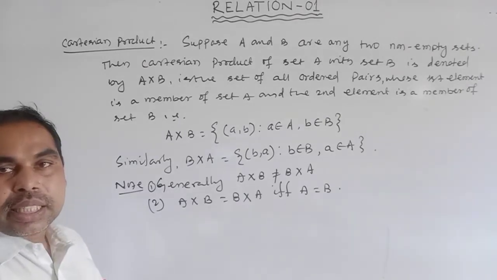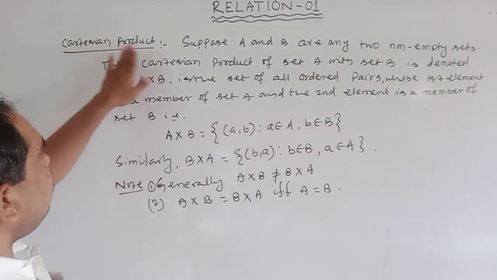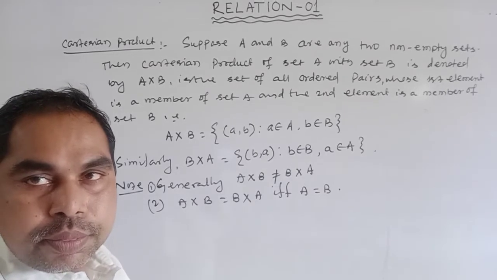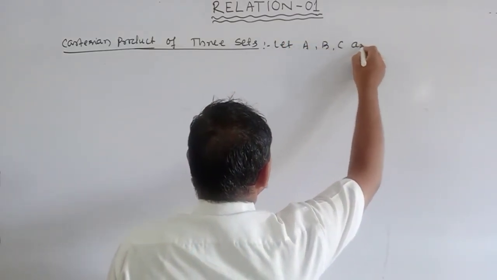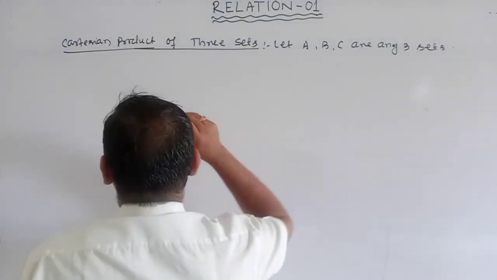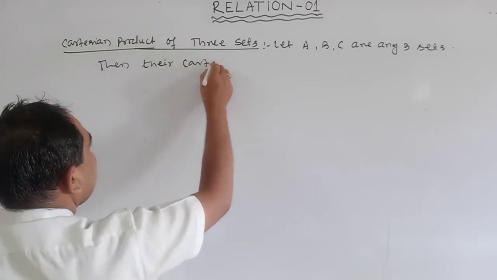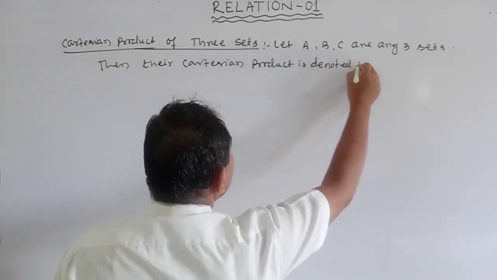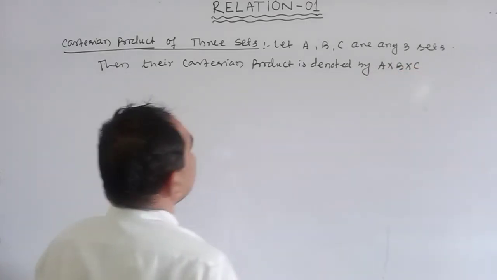Next, Cartesian product of three sets. Let A, B, C be any three sets, then their Cartesian product is denoted by A into B into C.